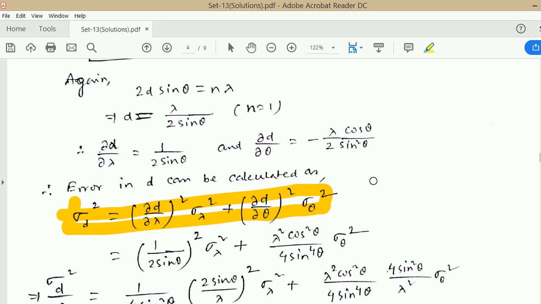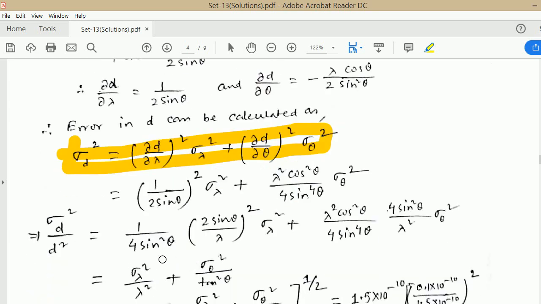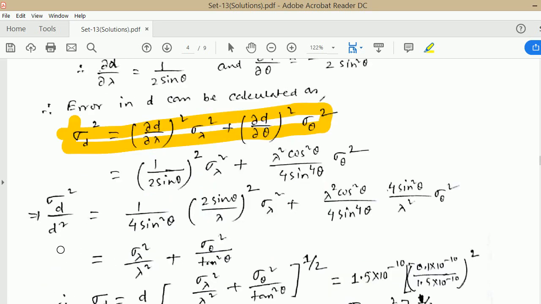So you can check it out in Google or in any study material, you will get it. So you can write in this way: del d by del lambda squared times sigma lambda, the error, squared, plus del d by del theta squared times sigma theta squared. So this is the error in determining d, and this d has dependence on lambda and theta, that's why we have taken these terms. So by putting the values and taking del d square by d square, we have done this just to simplify the calculations.